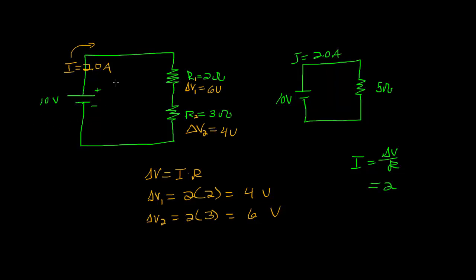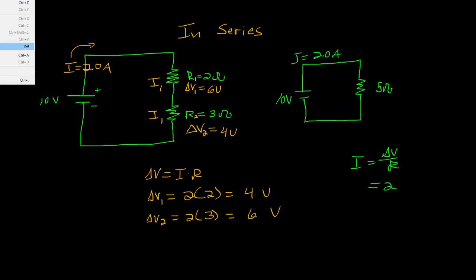Yeah? Alright, so this is in series, and then we're going to do parallel. In series, you get the same current, so this current equals this current, but different potential differences. In the next one, what we're going to see is we'll get different current, but we'll get the same potential difference. And that's a key distinction. So let me clear this.